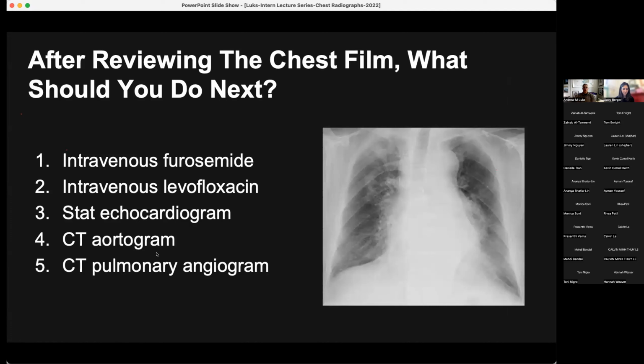So here's the question for you. You've reviewed the film and evaluated the patient. What do you do next? Are you going to give him some intravenous furosemide, start intravenous levofloxacin, order a stat echocardiogram, order a CT aortogram, or order a CT pulmonary angiogram?